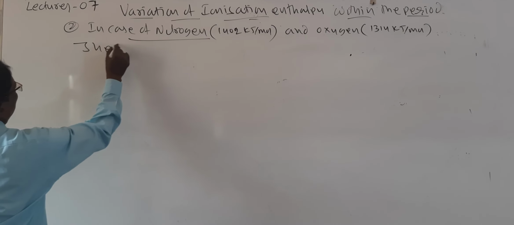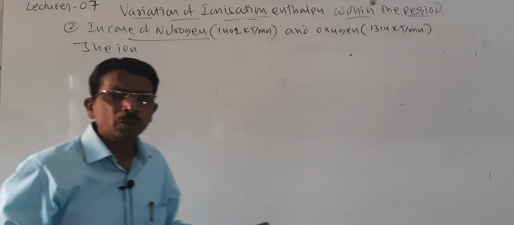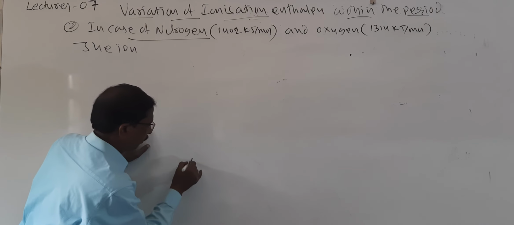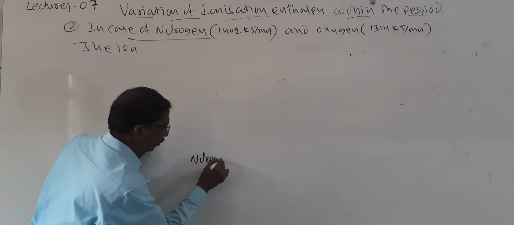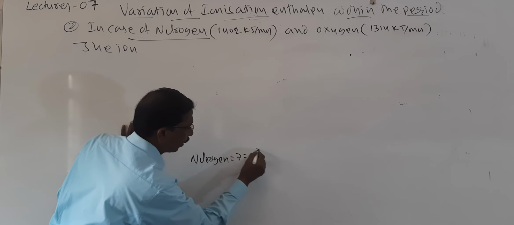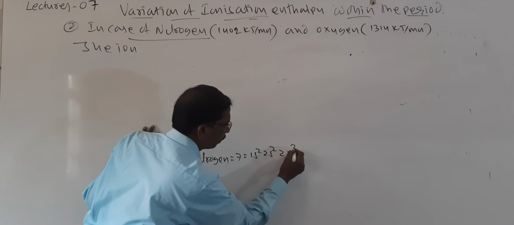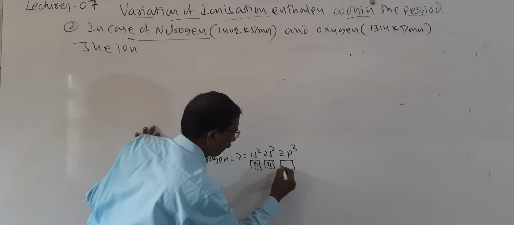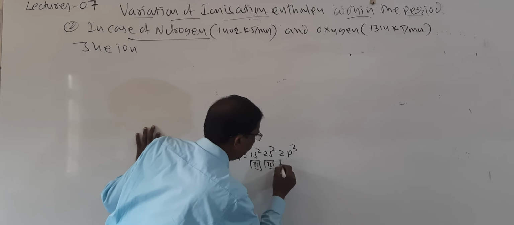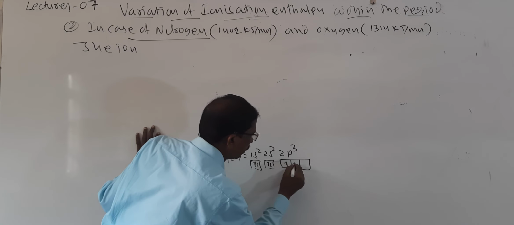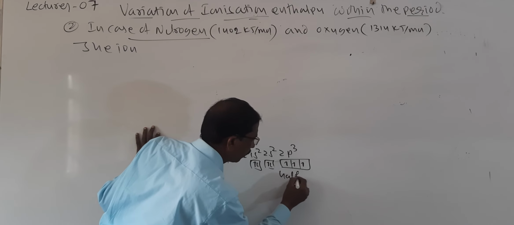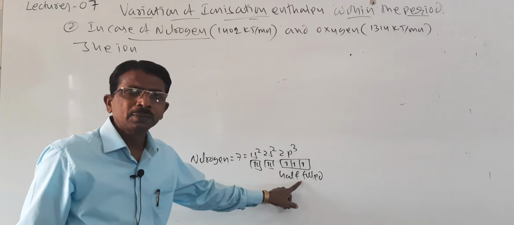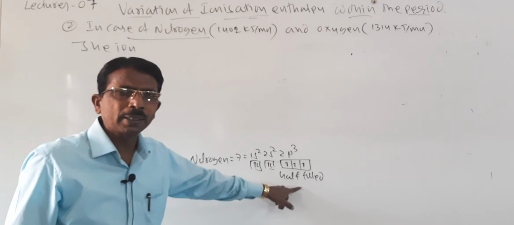The ionization enthalpy, look here, you may write the same. So look here, nitrogen, it is 7, 1s2, 2s2, 2p3. So here, look here students, it has half filled orbitals, and half filled orbitals are more stable, and the electrons cannot be removed easily.